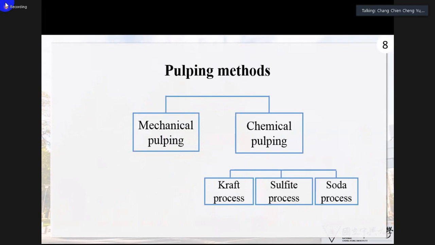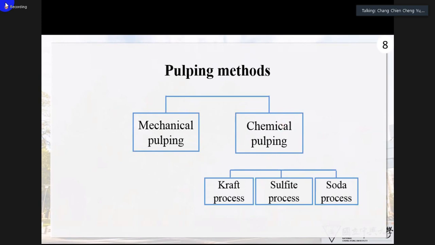Currently, the pulping method is divided into mechanical pulping and chemical pulping. The mechanical pulping mainly breaks wood into fibers by mechanical force. Because of its low paper strength, it is mainly used to blend pulp. The chemical pulp is pulp obtained by treating wood with chemicals to dissolve lignin or other impurities.